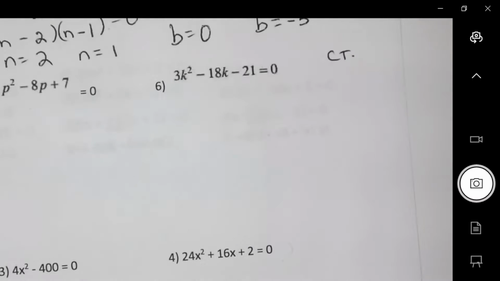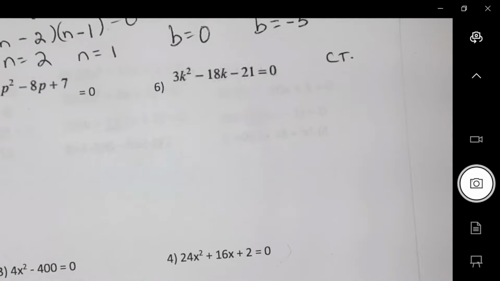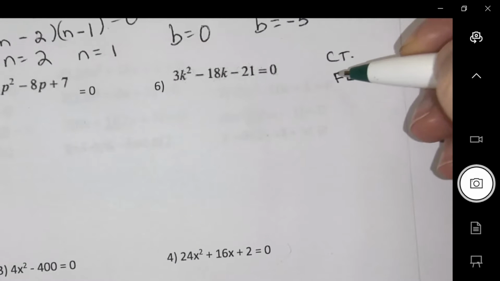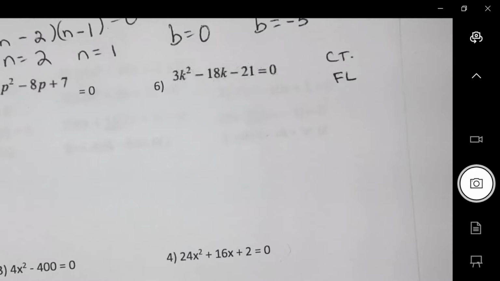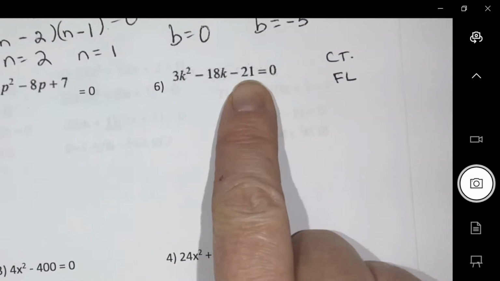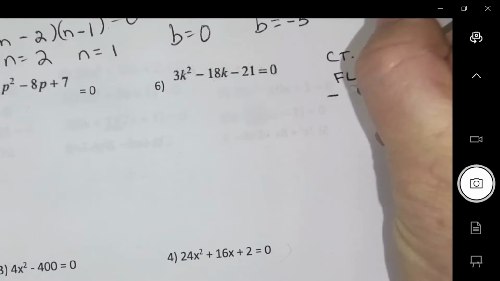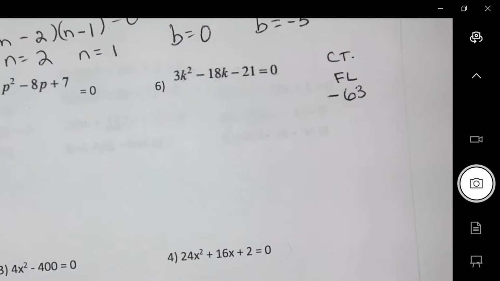So let's talk about how to break down a FOIL. Okay, so 2 brackets make a FOIL system. Does that sound familiar? Foiling? Okay, so what I'm going to do is I'm going to start with a FLA, which means what is the first times the last number? So 3 times negative 21 makes negative 63.